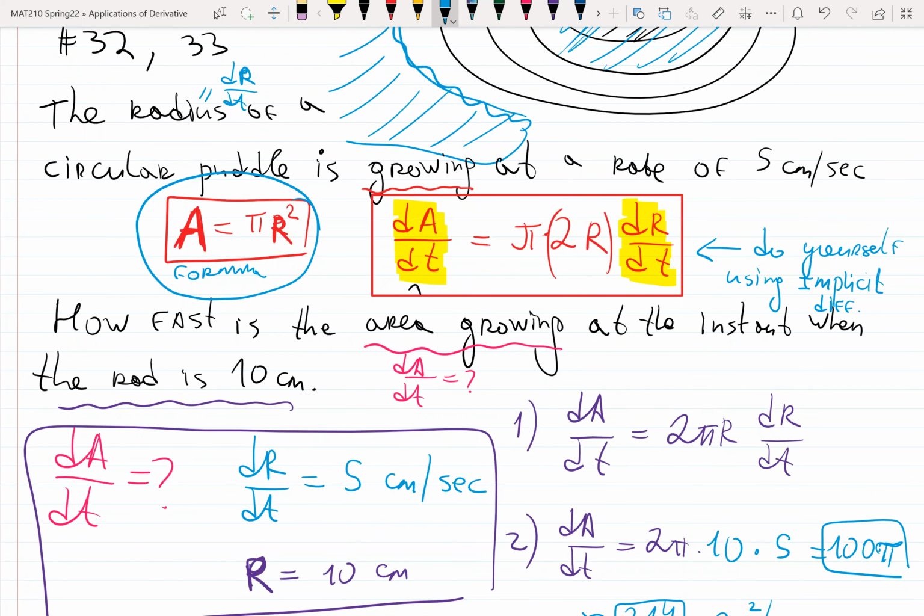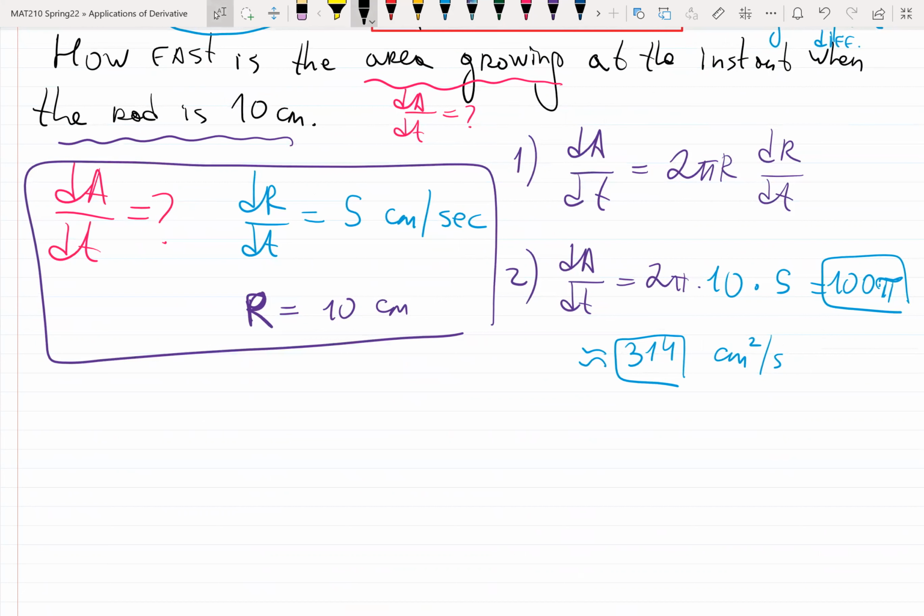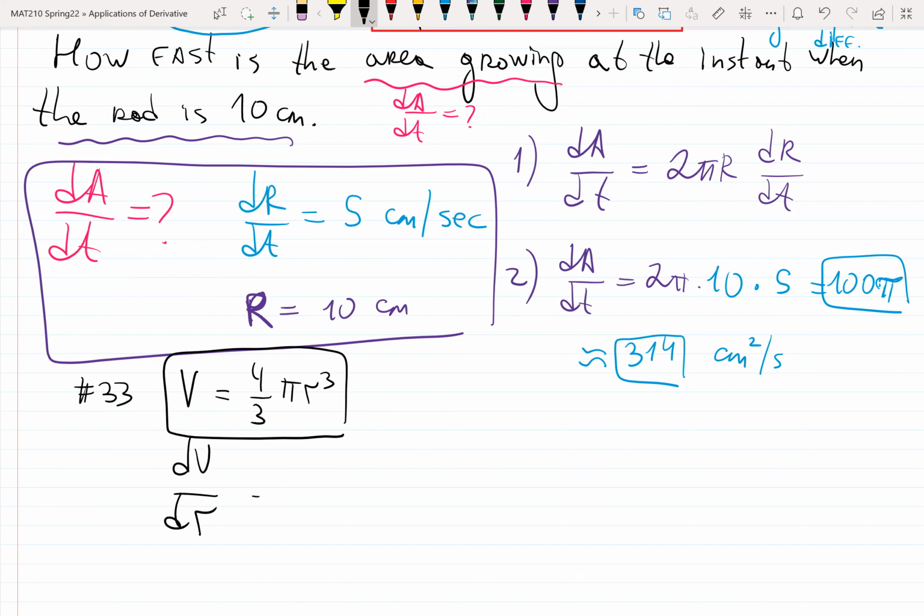So in number 33, for example, they're talking about volume of the sphere and we worked it in class. So I will give you this. And then you have to figure out what to do, which is exactly the same thing. You differentiate left-hand side, even without reading the problem. You already know how to do it. 3r squared dr over dt, like this. You're done. We're already done halfway through.